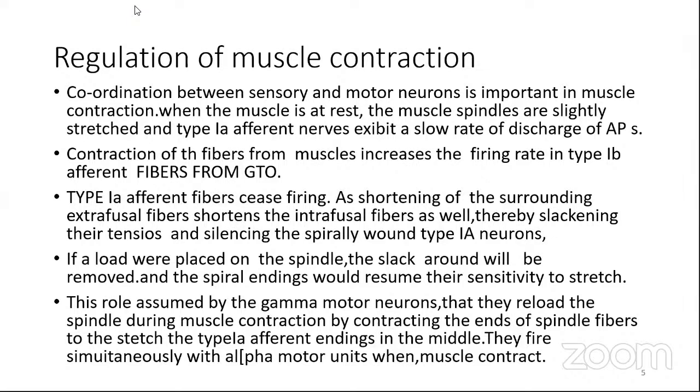Then, type 1A afferent fibers, when they cease firing, the shortening of the surrounding extrafusal fibers as well as intrafusal fibers occurs, thereby slackening their tensions and silencing the spirally wound type 1A neurons.